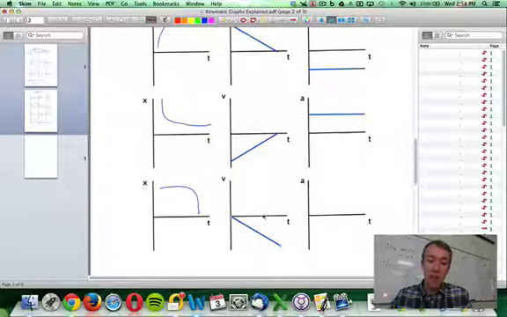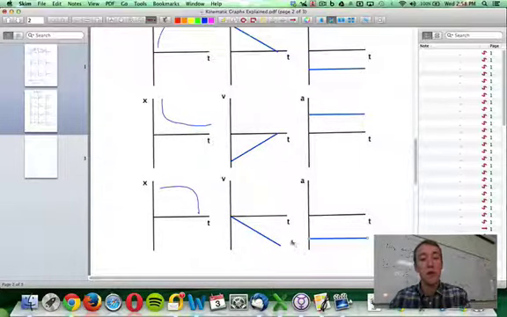This is your velocity time graph. What's the slope of that velocity time graph? The slope of that is negative, so your acceleration is negative. But another way for you to think about it is, how is my velocity changing over time? It's getting more and more negative. That's why my acceleration is negative.